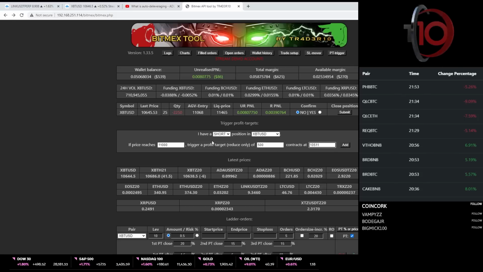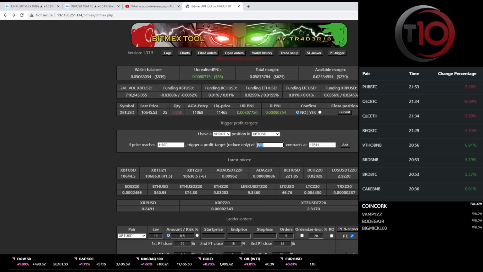So if price goes up to 11K, it will trigger a stop limit. This is the trigger price, this is the amount, and this is the limit order price. So it will trigger it here, and it will create a reduce only buy at 10,511, the size 500. So usually you don't use it like this.